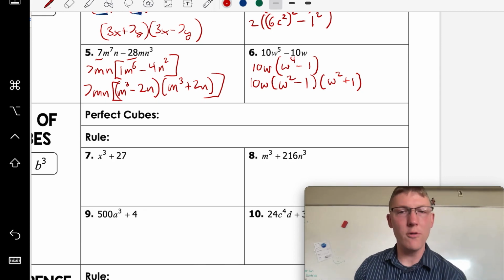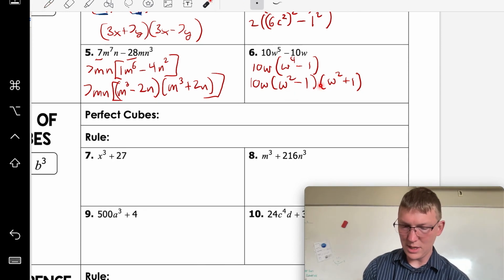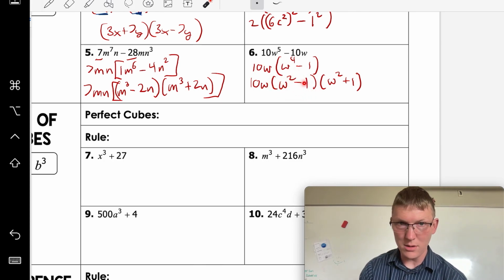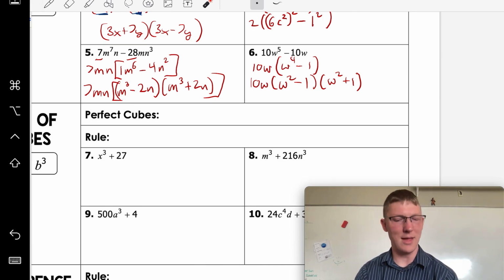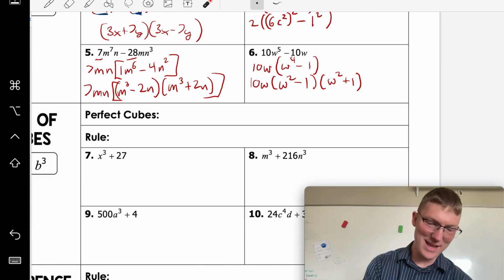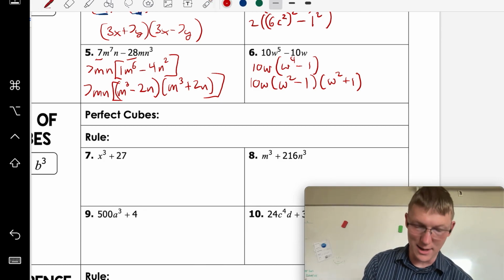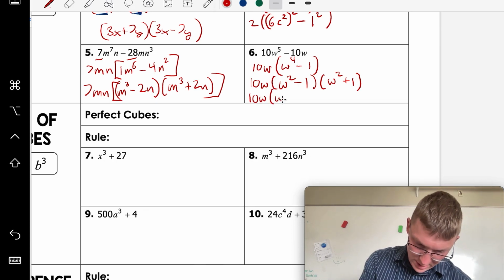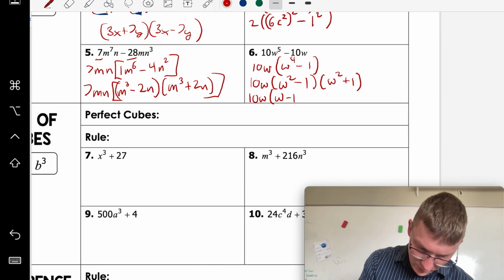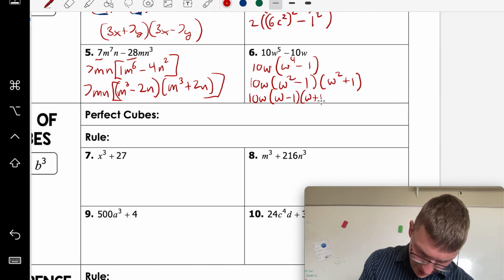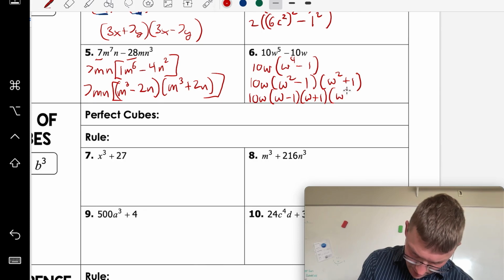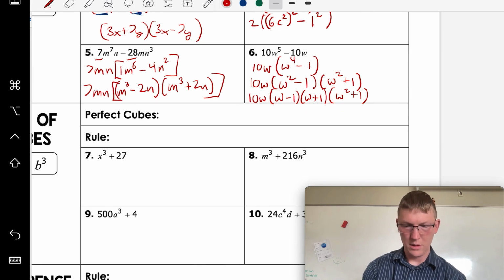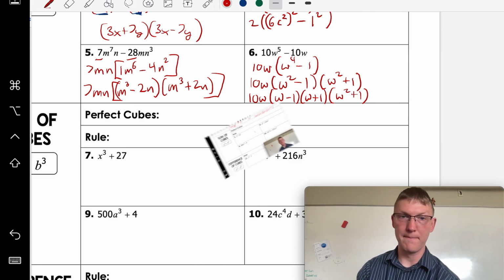So they throw a curveball at you in this one, because look at this guy. Is this a perfect square minus a perfect square? How do we factor that? That's right. It is a difference of squares again. So we're not losing anything, so make sure you rewrite everything that you need to bring down. So we're going to have 10w times (w minus 1)(w plus 1)(w squared plus 1). And this is your final factored form.